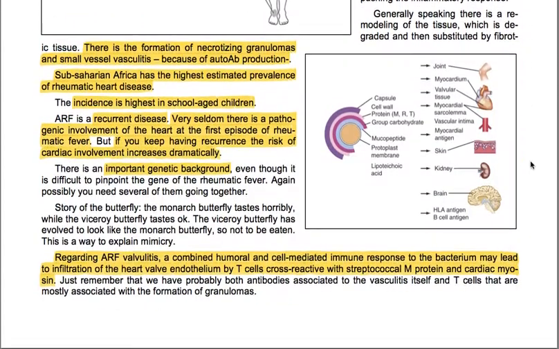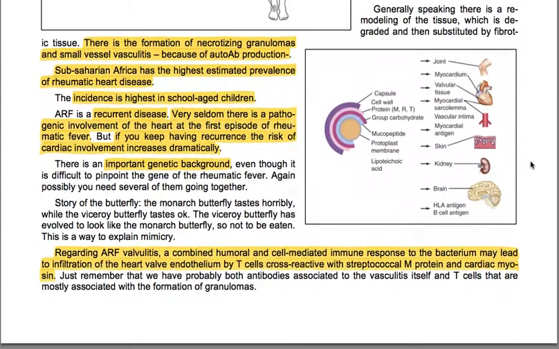Generally speaking, there is a remodeling of the tissue, which is degraded and then substituted by fibrotic tissue. There is the formation of necrotizing granulomas and small vessel vasculitis because of autoantibodies production. Sub-Saharan Africa has the highest estimated prevalence of rheumatic heart disease. The incidence is highest in school-aged children.